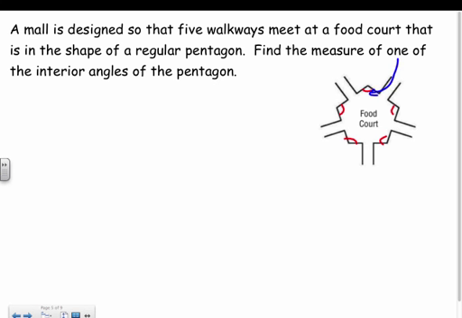Well, we don't know how to do that. The only thing we know how to do is find the sum of the angle measures, right? I can find the sum by taking 180 times the number of sides minus 2. Well, if I know the sum, to find one of them, can't I just divide by the number of sides?